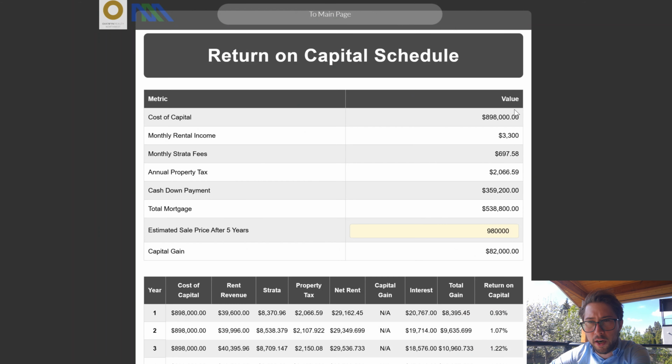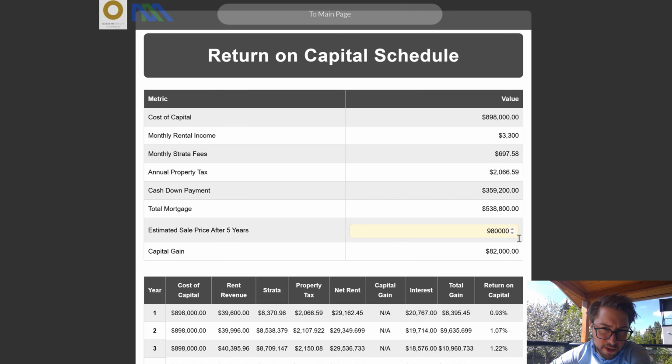So let's say we purchased this for 898, and we have monthly rental income. We have our strata fees and then property taxes. We have our cash down and total mortgage. In this yellow box here, we can have our estimated sale price after 5 years.